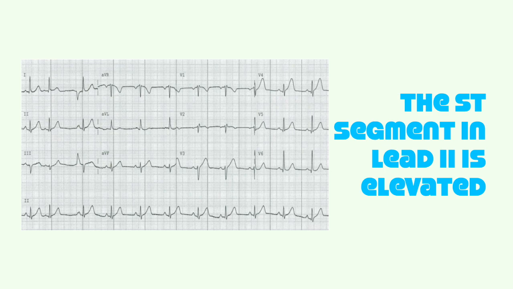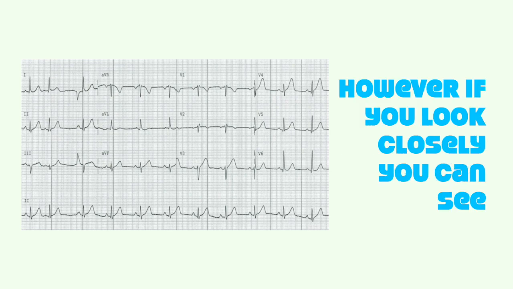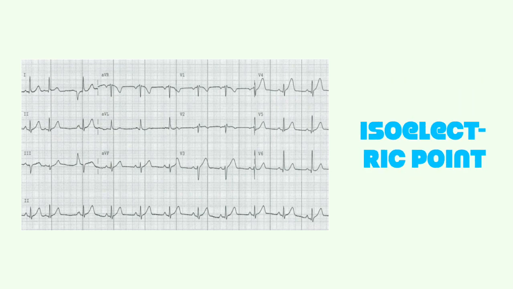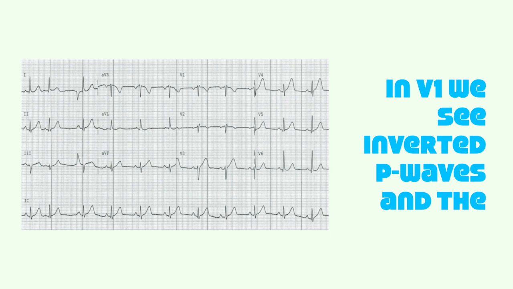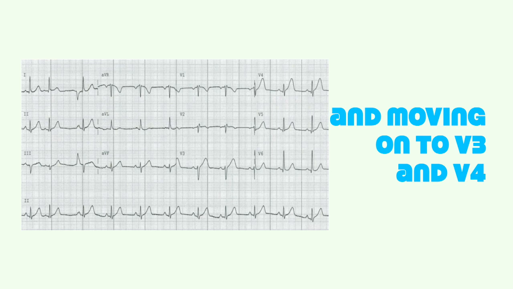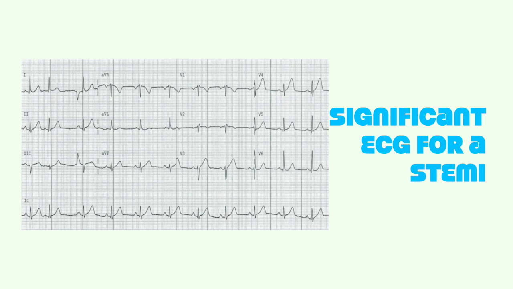The ST segment in lead 2 is elevated, which can be hard to see. However, if you look closely, you can see the ST segment being above the isoelectric point. In V1, we see inverted P waves and the ST segments depressed. Moving on to V3 and V4, we see prominent ST elevations, making a significant ECG for a STEMI.